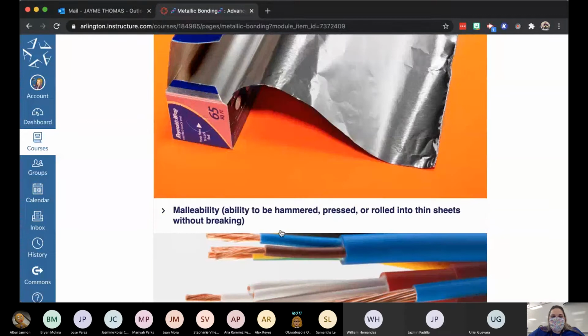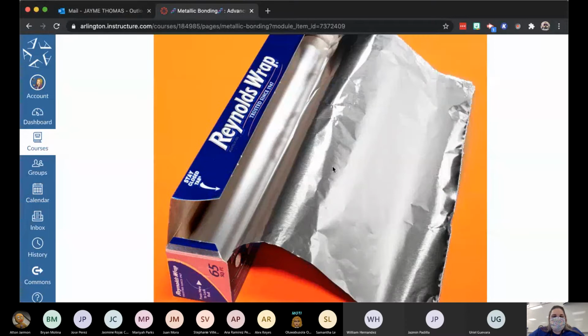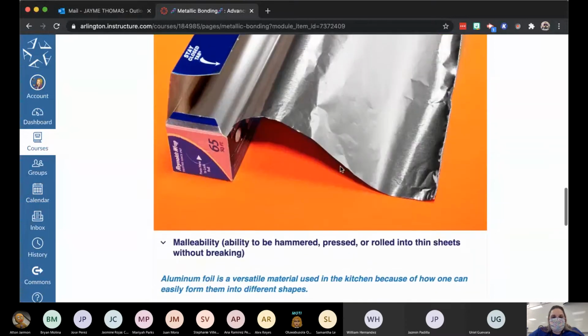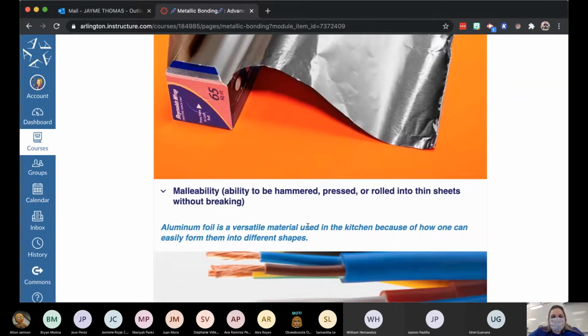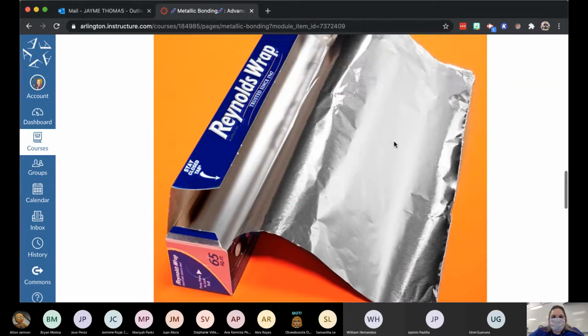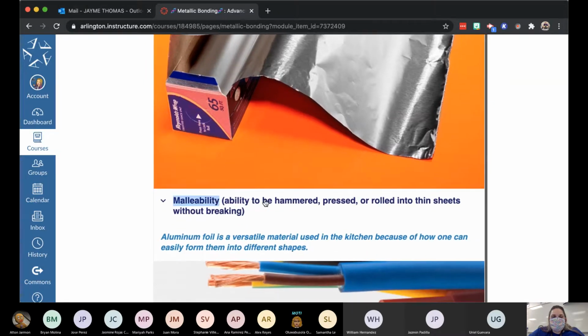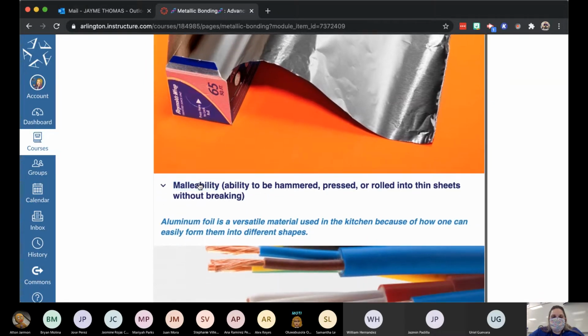Another one is malleability. So this is where we can flatten things out into thin sheets. You can hammer them, press them, or roll them out into thin sheets without breaking. And so aluminum foil, we pretty much all have this in our kitchen because we use it in baking and cooking. It's a versatile material because you can easily form and mold that aluminum into different shapes, including really, really thin sheets like this. And so malleability is another property that metals tend to have because of their metallic bonding.